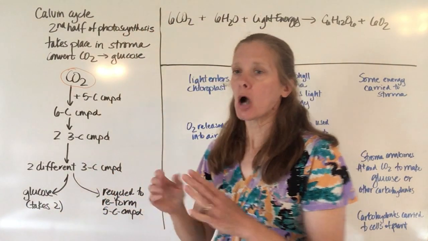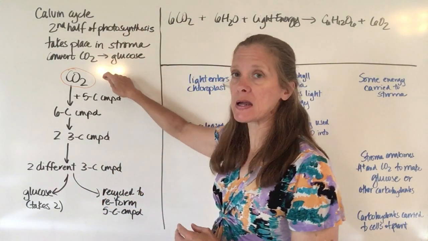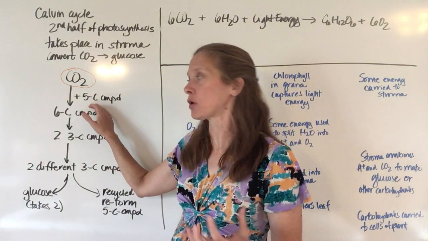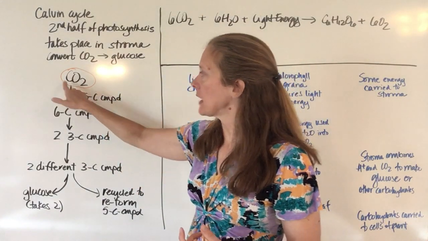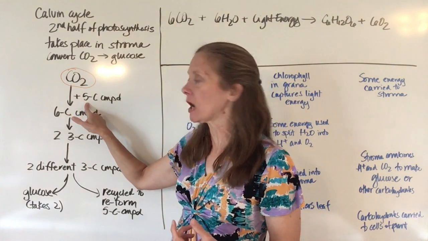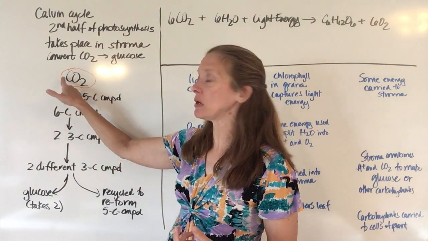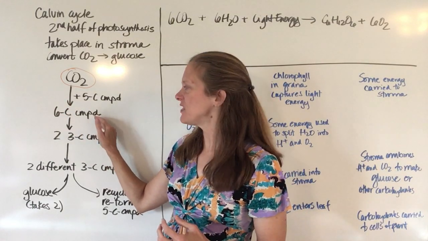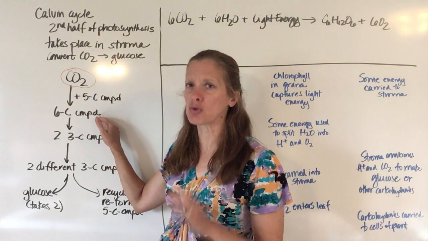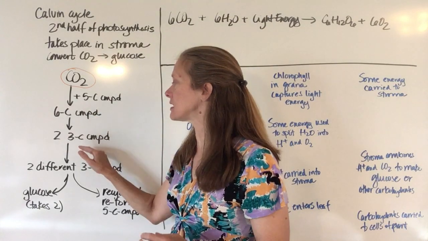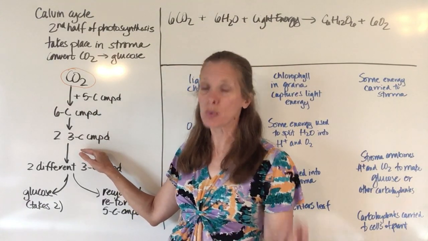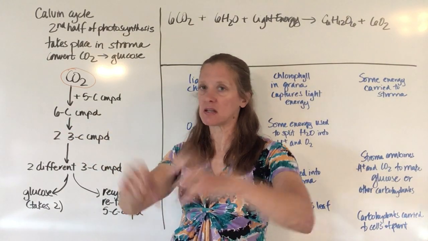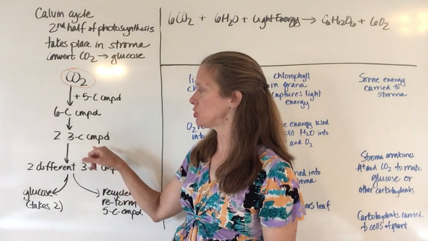So carbon dioxide combines with another 5-carbon compound that is present in the chloroplast. When you combine carbon dioxide with a 5-carbon compound, since there's 5 carbons here and 1 here, that makes a 6-carbon compound. This 6-carbon compound is extremely unstable, and it immediately splits into 2 3-carbon compounds. So again, you've got a 6-carbon compound, and basically you're just splitting it in half, into 2 compounds that have 3 carbons each.